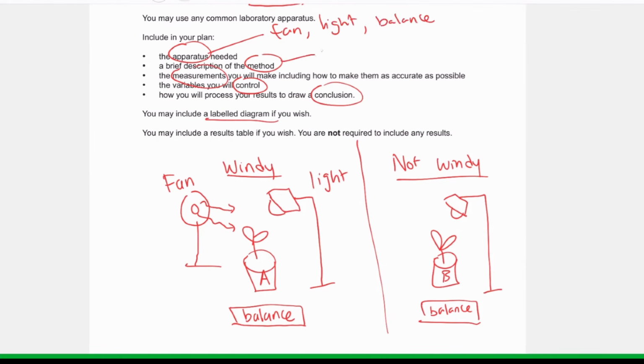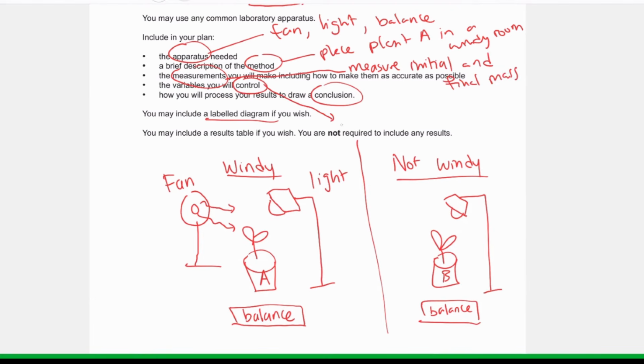Method, simply place plant A in a windy room. Measure the initial and final mass, so that's for measurements. Then we need to control the plant species, light intensity, as well as temperature.